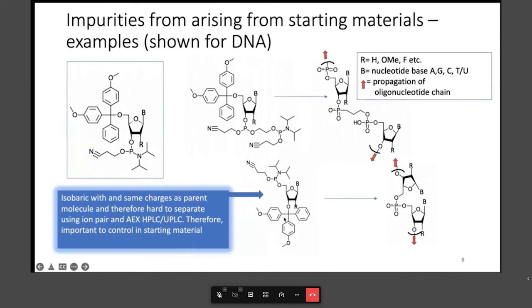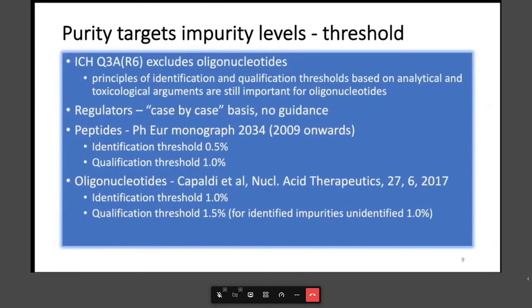So this will couple, in a sense, upside down, but will give you a totally isobaric impurity, which is likely, using the IPRP methods, to be totally undetectable by the time it gets into the oligonucleotide. Therefore, we have to control that impurity to very low levels in our amidites. So that is just one example of critical impurities we see in amidites that need to be focused on.